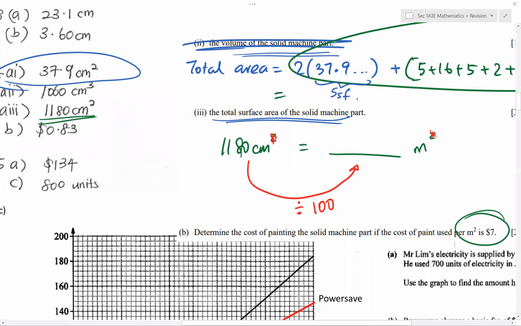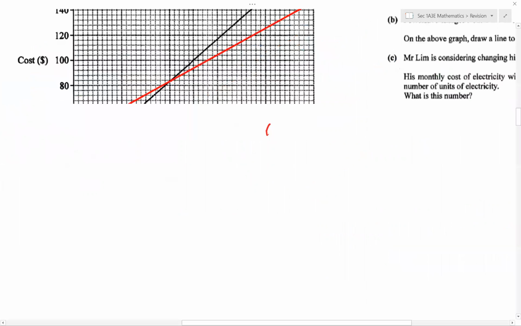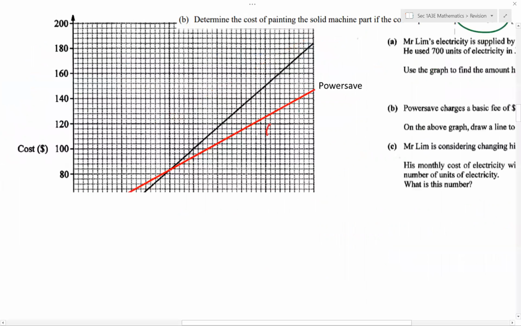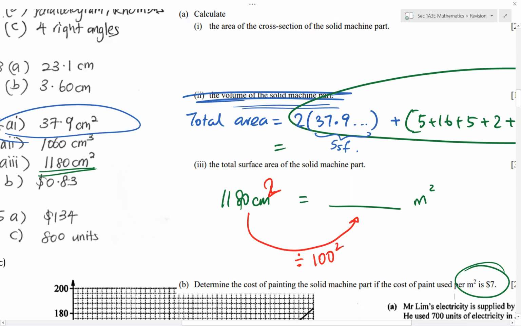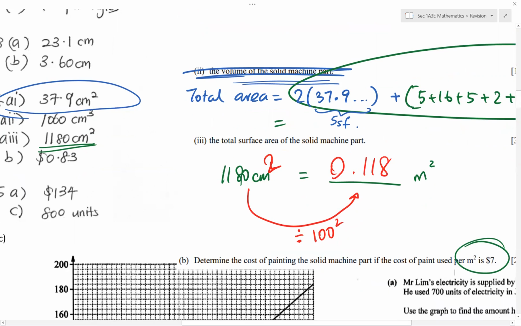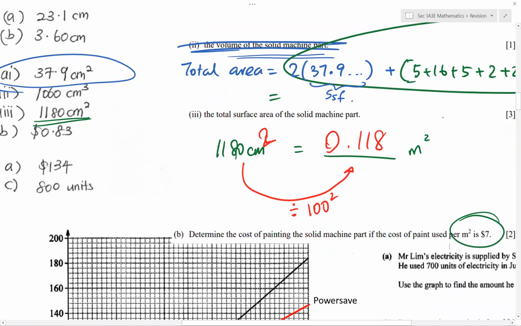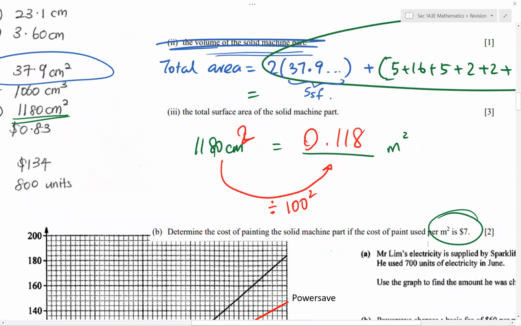Now look, this is a case for converting cm to meters, but the question says square cm to square meters. Therefore, we need to include a square for the division by 100. So 1180 divided by 100 squared, you get 0.118. And they further tell you that 1 square meter costs $7. How about this? Calculate yourself. Surely you can get the answer.